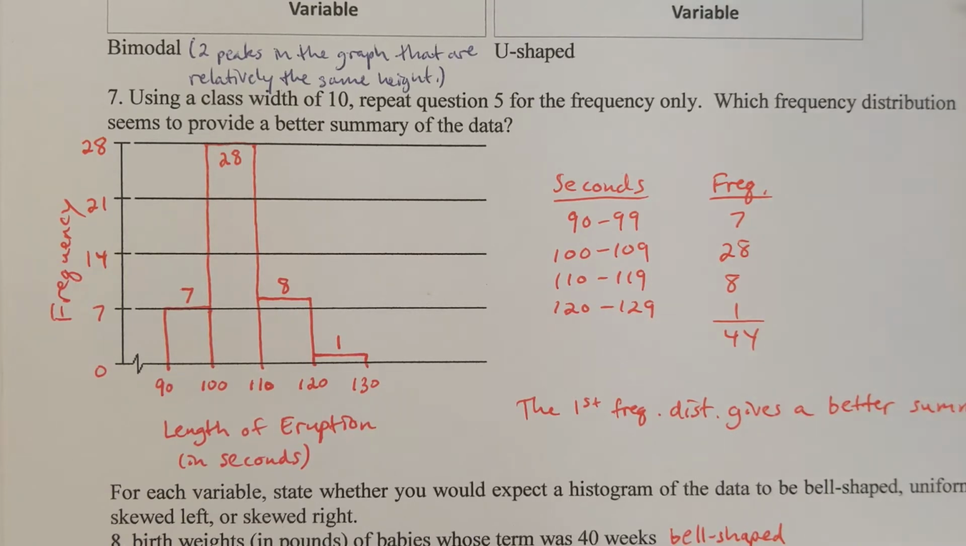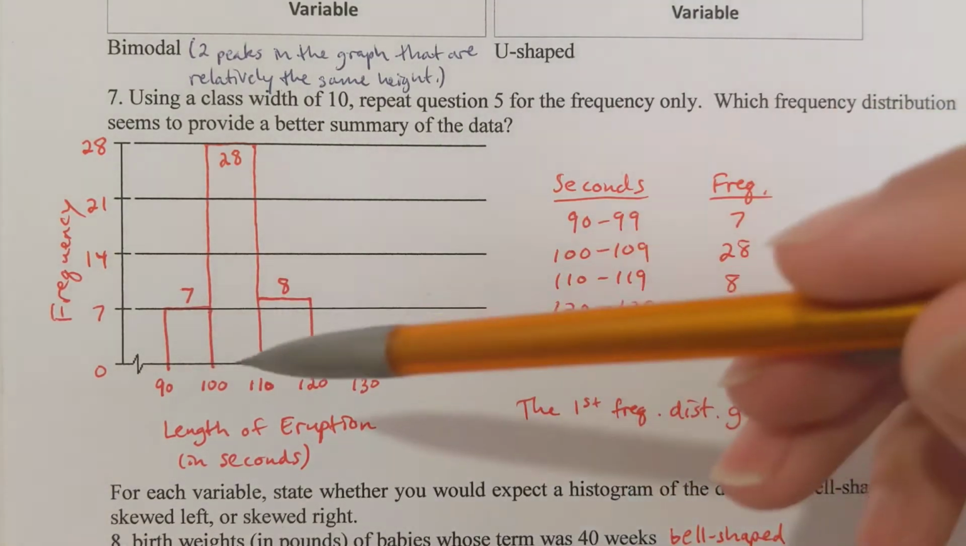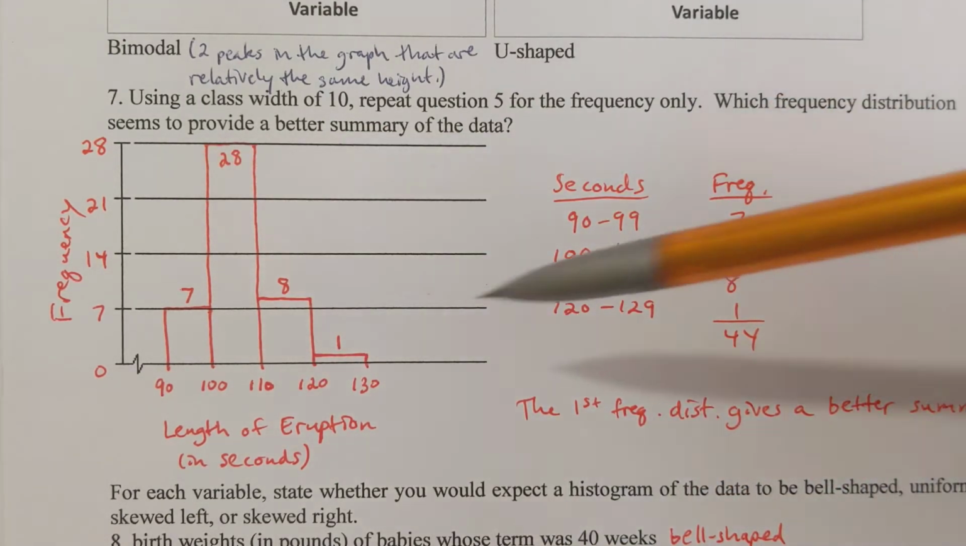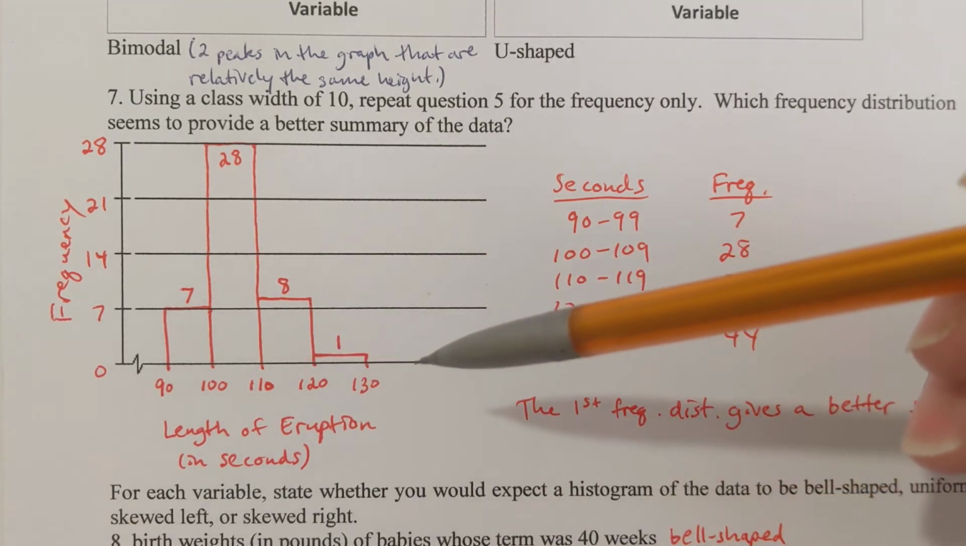Okay, I'm ready to draw my bars, and the bars touch each other. The width is the same throughout. I've got 7 numbers in the first class, so I need a bar at a height of 7. 28 in the second class, so I need a bar at a height of 28. 8 in the third, and then 1 in the last.